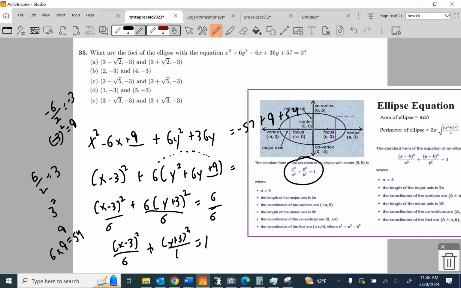And notice that's the form. Here we have that. All right, now it specifically says where A is greater than B. So where A is greater than B, the coordinates of the foci are at H plus or minus C, K. This is H, this is K. All right. And to find C, C squared is A squared minus B squared.